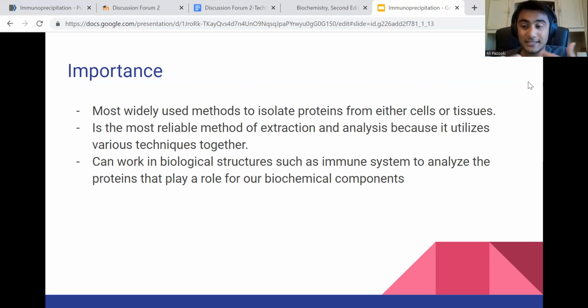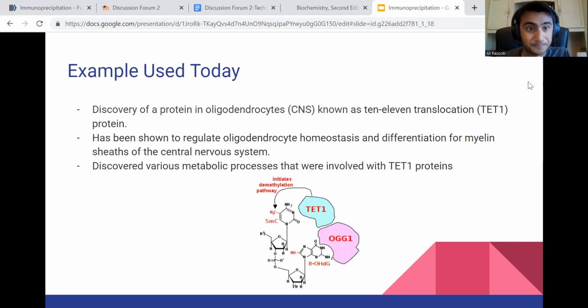immunoprecipitation can essentially go throughout our body, particularly our immune system, to analyze an antigen or any other proteins that play an essential role in different systems of our body, whether it be the nervous system, cardiovascular system, immune system, you name it. It also plays a role in the biochemical components of our body.